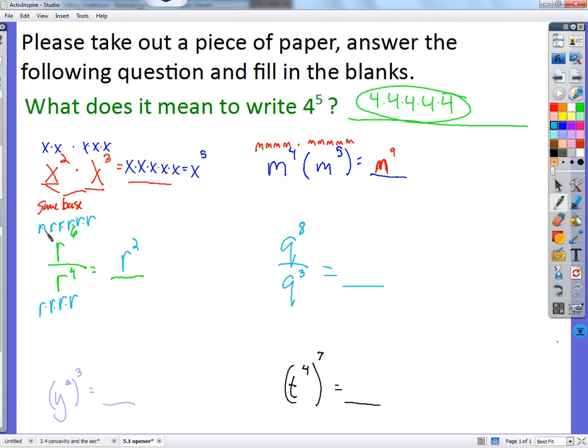We got R times R times R times R. We got six R's here, four R's here. Move this over. That is correct. What we really have is like every R can partner up with another R. Okay, so we really have R over R times R over R times R over R times R over R.